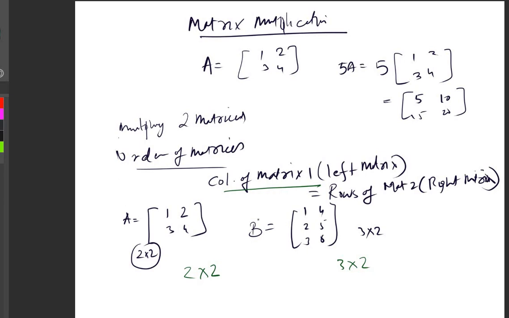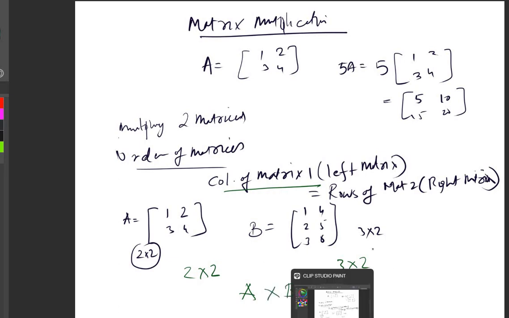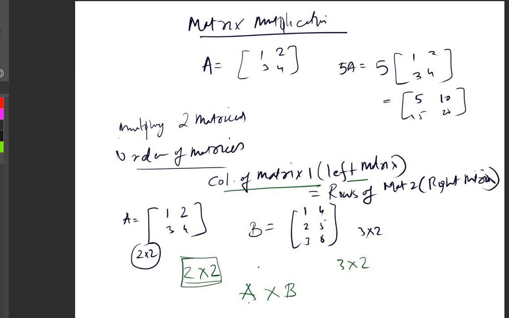If I have to multiply these two together, what I'm trying to do is A multiplied by B, right? Now, what is the order of A, the left matrix? It's 2 cross 2. And what is the order of the right matrix? 3 cross 2. The 2 columns of the left matrix should be equal to the rows of the right matrix.